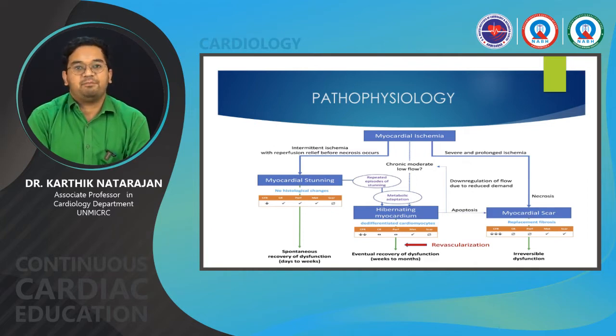But if there are repeated episodes of stunning or there is a chronically decreased blood flow to the myocardium, it undergoes a metabolic adaptation, which is referred to as hibernation. The basic pathophysiology is that there is dedifferentiation of cardiomyocytes. So what happens is there is a greatly decreased coronary flow reserve. The contractile reserve and the perfusion may be equivocal. The metabolism remains normal and there is no scar formation.